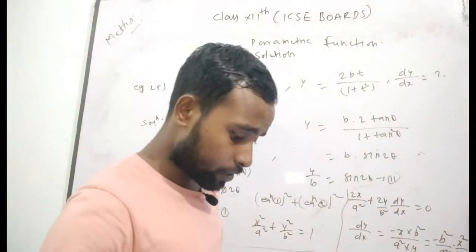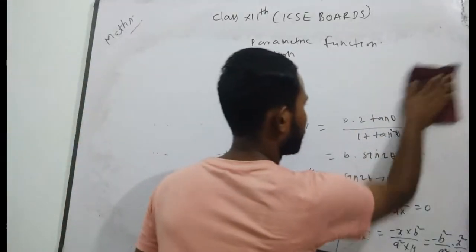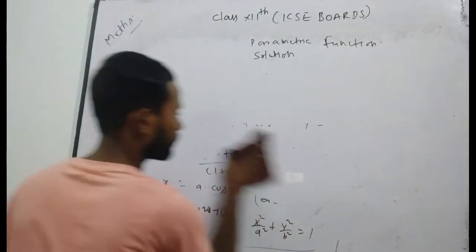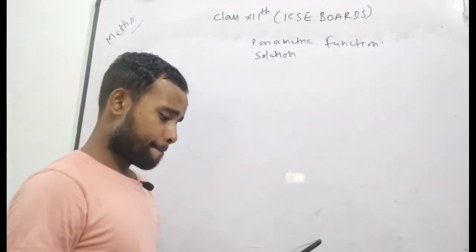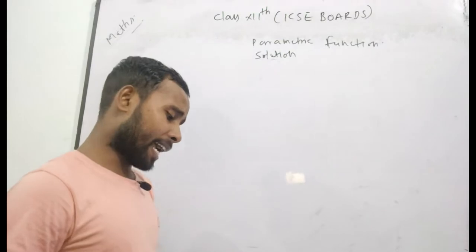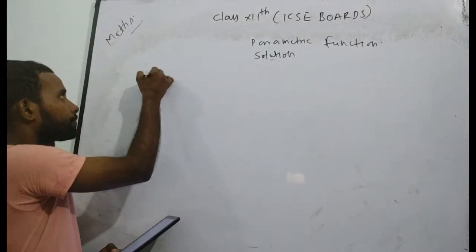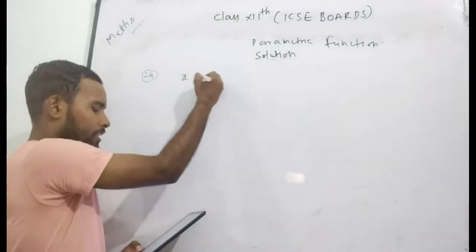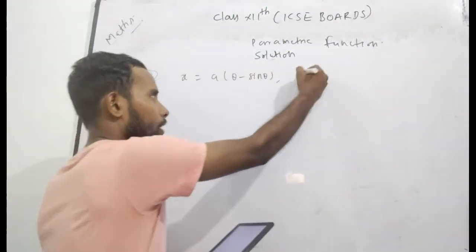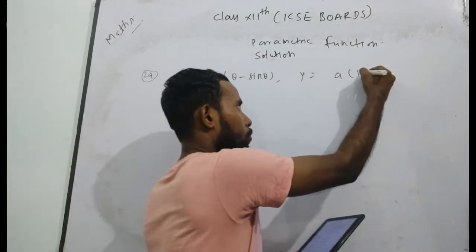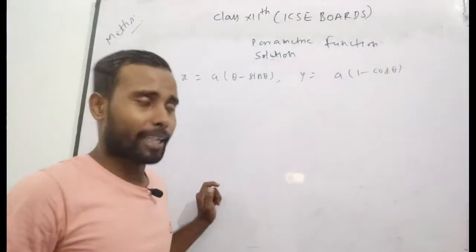I want to take the next question for you. See here, what is your next question? You can leave this one also. The next question will be 29. See here, x is equal to a times theta minus sin theta, and y is equal to a times 1 minus cos theta. And here you have to find dy dx.